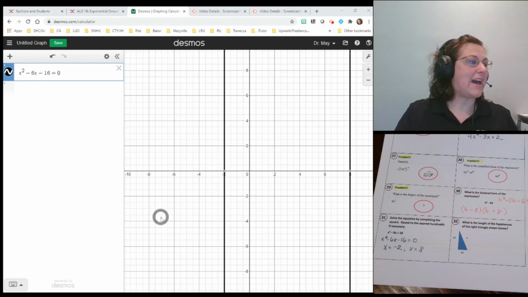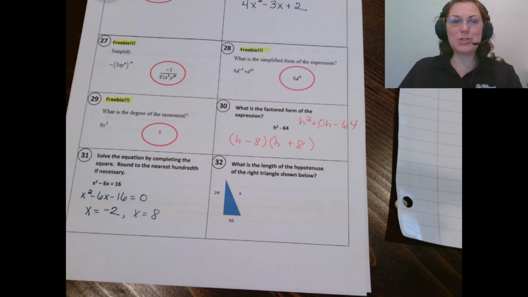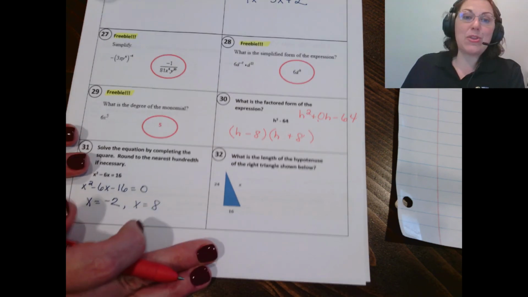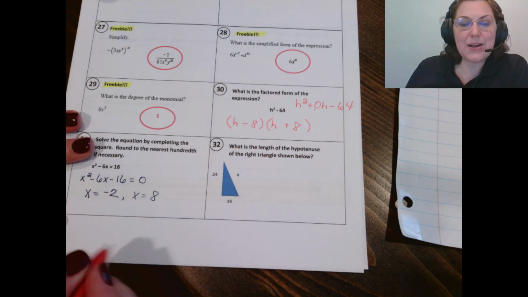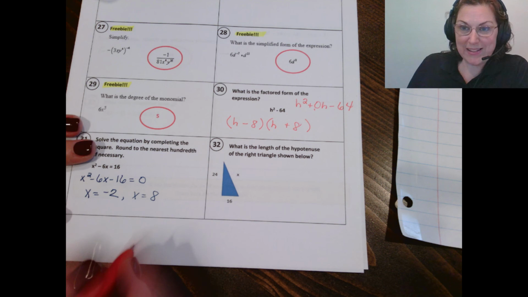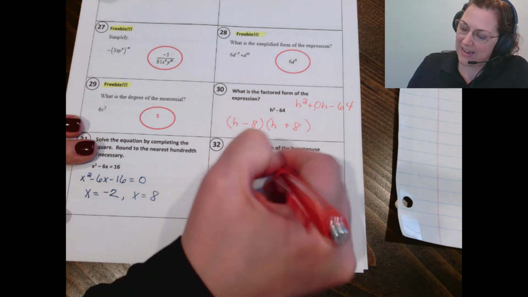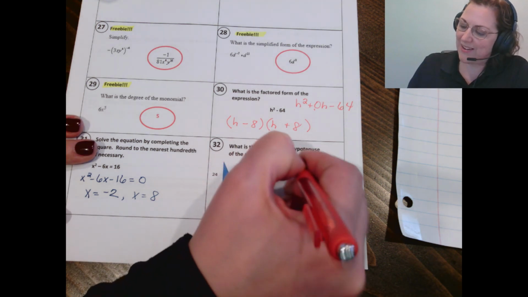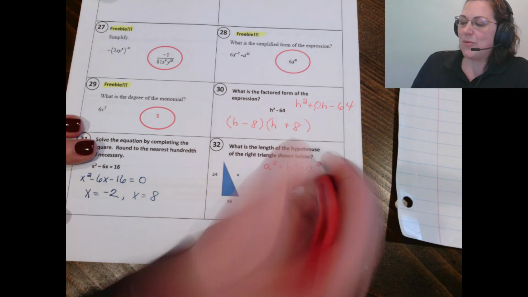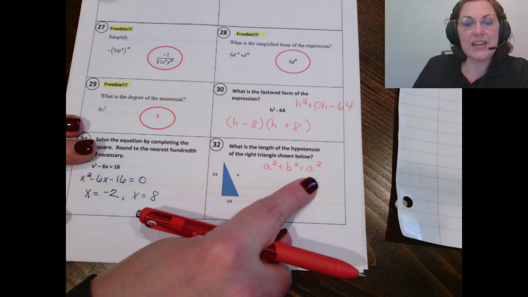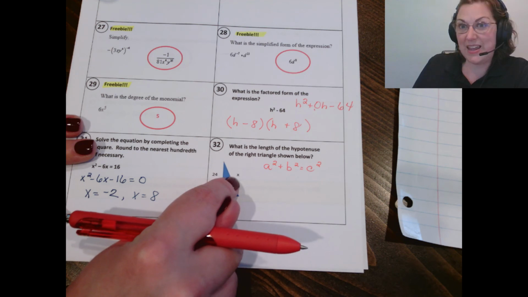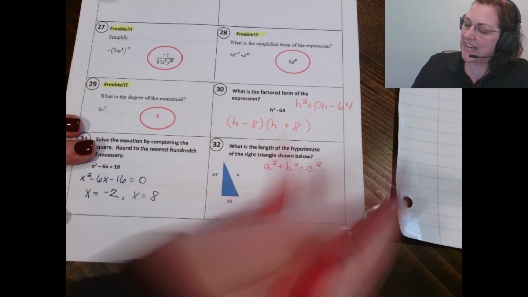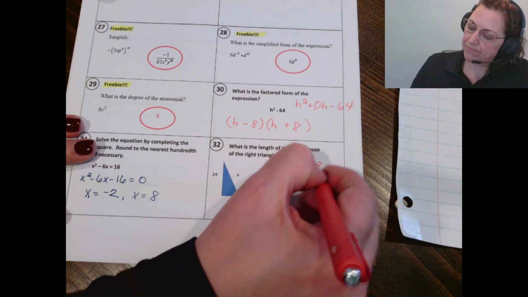Okay, let me switch our view back. We've got one more problem on this page. You're doing great. We're almost there. So number 32 asks us for what is the length of the hypotenuse of the right triangle. So hopefully you're remembering that good old Pythagorean theorem. A squared plus b squared equals c squared. Remember, the hypotenuse is the c. That's the value that's across from the right angle. So that's x in this case.